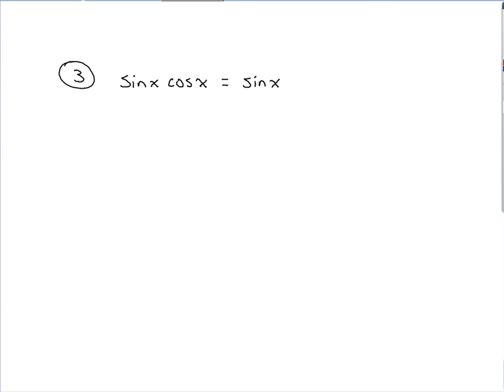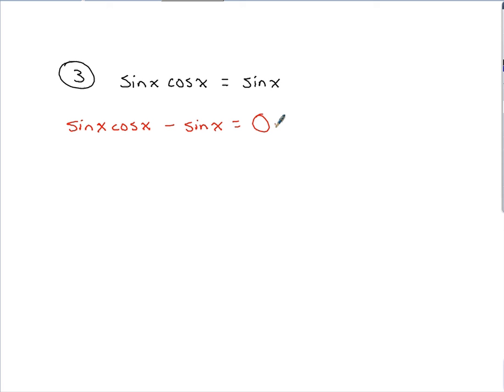All right, so when you have an example that's got a couple of functions in it, understand that some kind of factoring is going to be involved. So you want to get everything to one side. I'm going to take this sine of x, I'm going to bring it over. You have the sine of x times the cosine of x minus the sine of x. All of that equals 0.